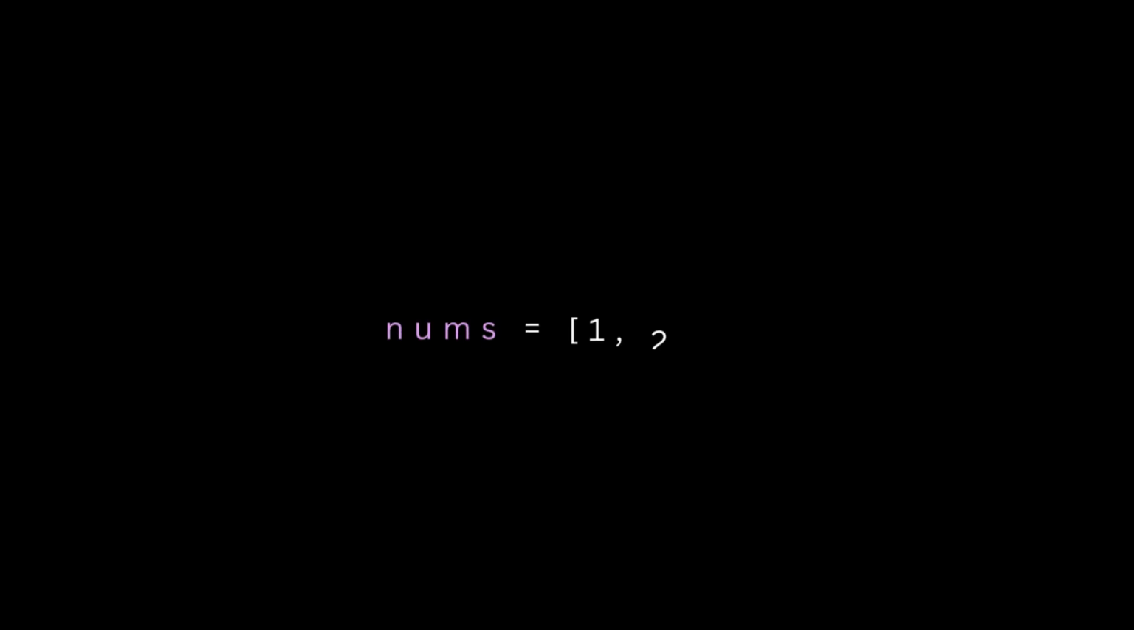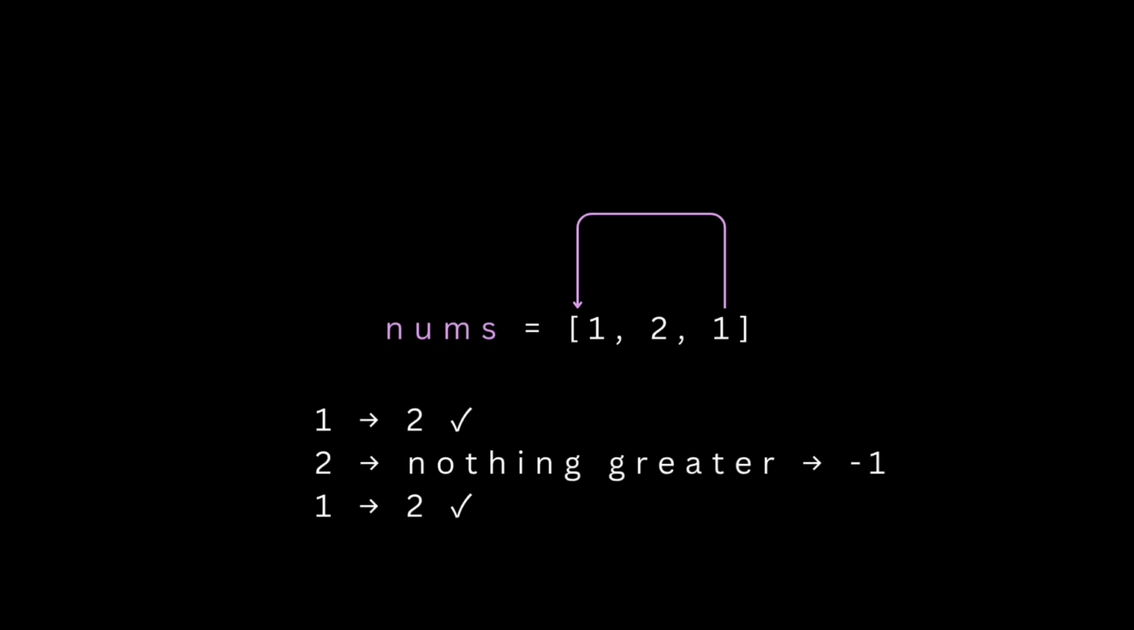We are moving into a new DSA pattern today, monotonic stacks. We are solving Next Greater Element 2, where the interesting part is that the array is circular. For every element, we need to find the first greater element to its right. But there is one important difference here, the array is circular. So after reaching the last element, we go back to the beginning. So the answer for [1, 2, 1] is [2, -1, 2].